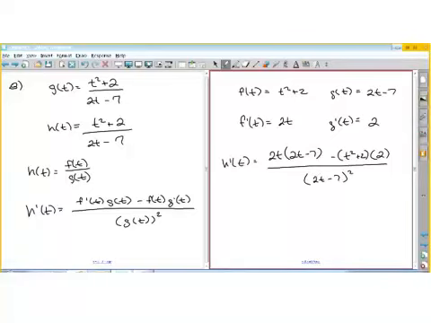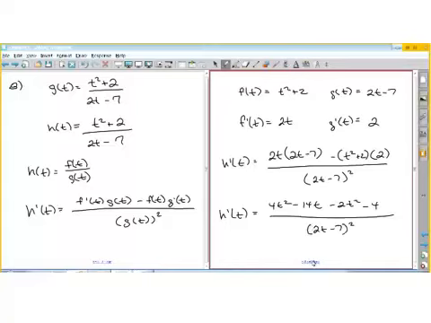So we can simplify the numerator just by multiplying stuff out and combining like terms. So you get 4t squared minus 14t, these two, then you would get negative t squared times 2, so negative 2t squared. Then you get negative 2 times 2, negative 4, all divided by 2t minus 7 squared.